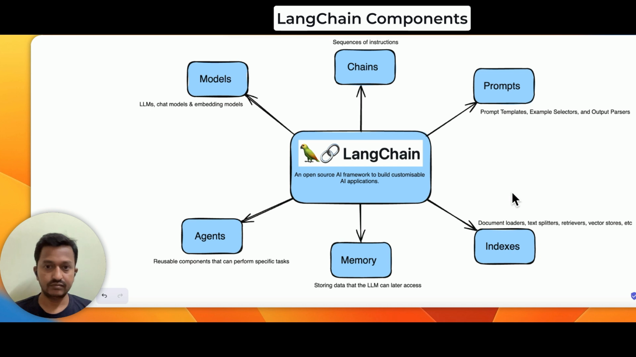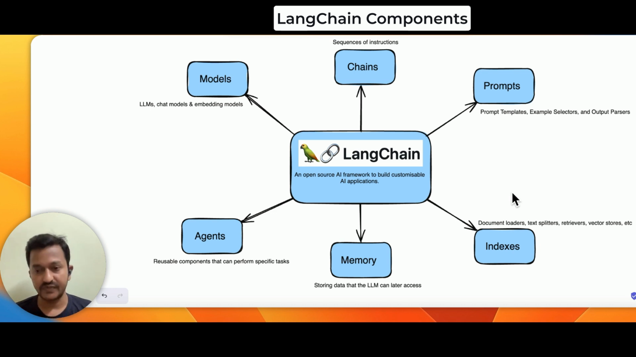As the name suggests, the first one, models, contains the large language models, chat models, and embedding models. Then comes the chains part. It's a component of LangChain which is responsible for the sequence of instructions that are required for your AI application. And then come the prompts, which have prompt templates, example selectors, and output parsers. LangChain has predefined prompt templates. We can customize them and all that sort.